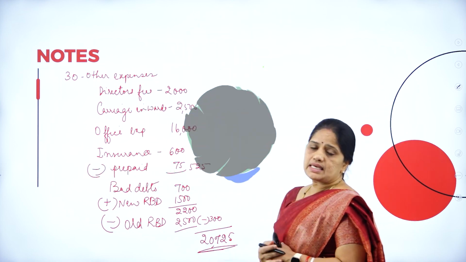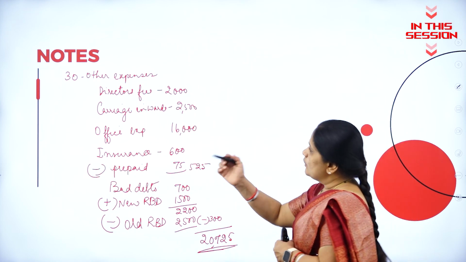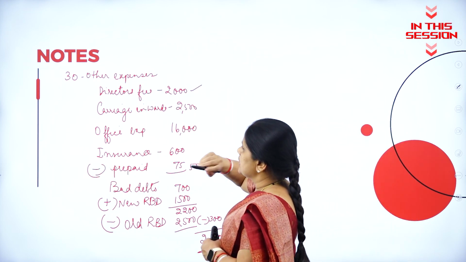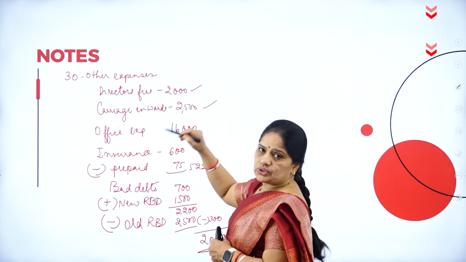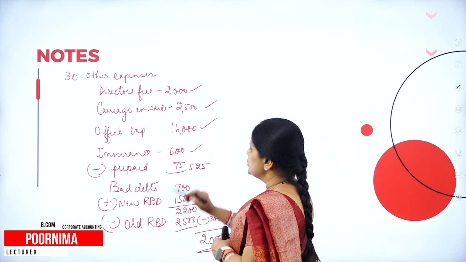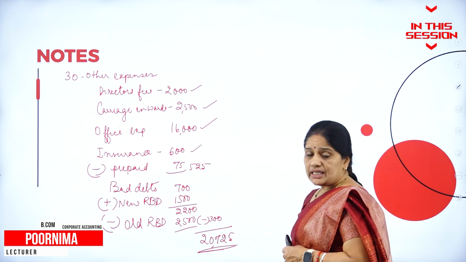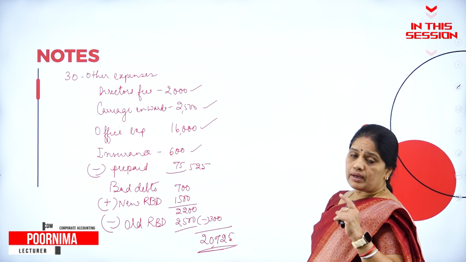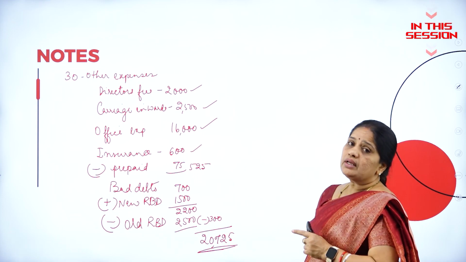So what are the things that will come under other expenses? One is the director's fees, 2000, carriage inwards, 2500, office expenses, 16,000, insurance, 600, but insurance has been paid for a period of 1 year up to next June.